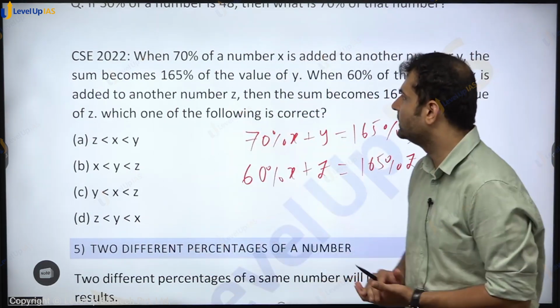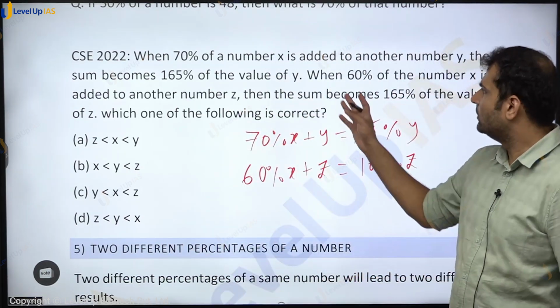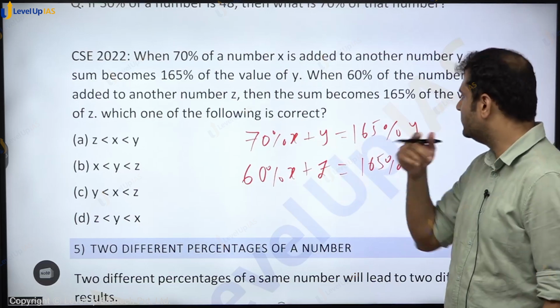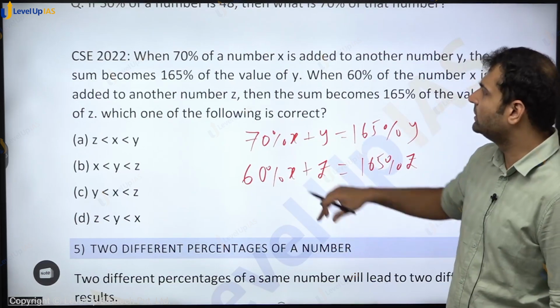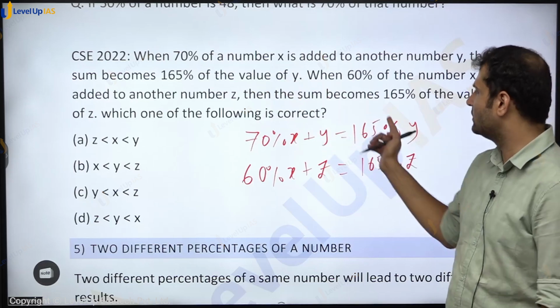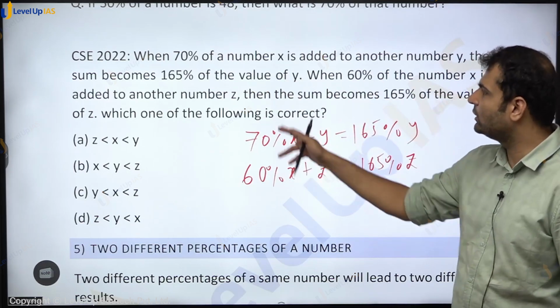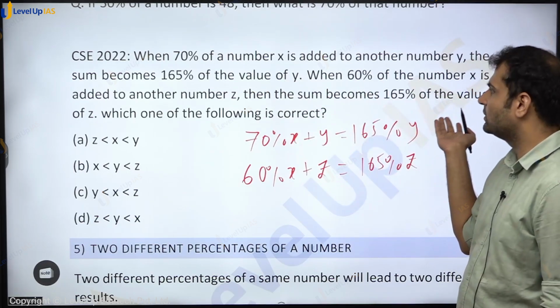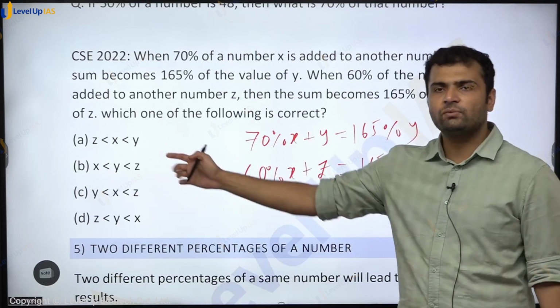Okay, so let us look at this question. I have just written down whatever information was given in the question. 70% of x is added to y and the number becomes 165% of y, and 60% of x is added to z, the sum becomes 165% of z, and then we have to compare x, y and z.